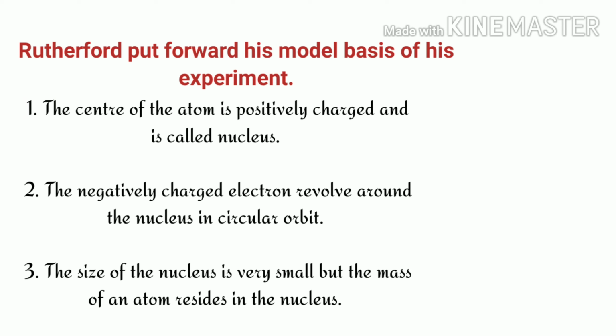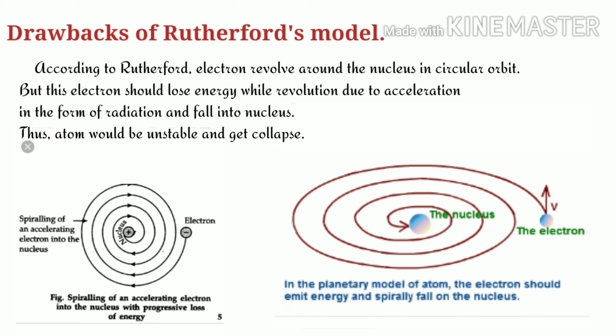The center of the atom is positively charged and is called the nucleus. The negatively charged electrons revolve around the nucleus in circular orbits. The size of the nucleus is very small, but the mass of an atom resides in the nucleus. For so many years, Rutherford's model was accepted, but later on, there were some points which he could not explain.